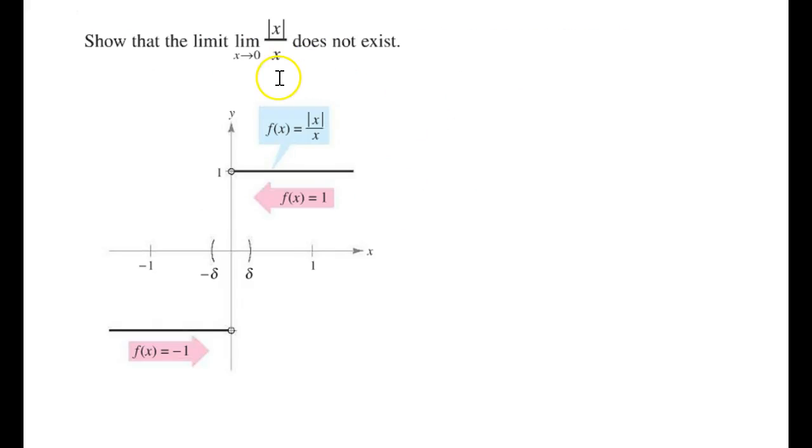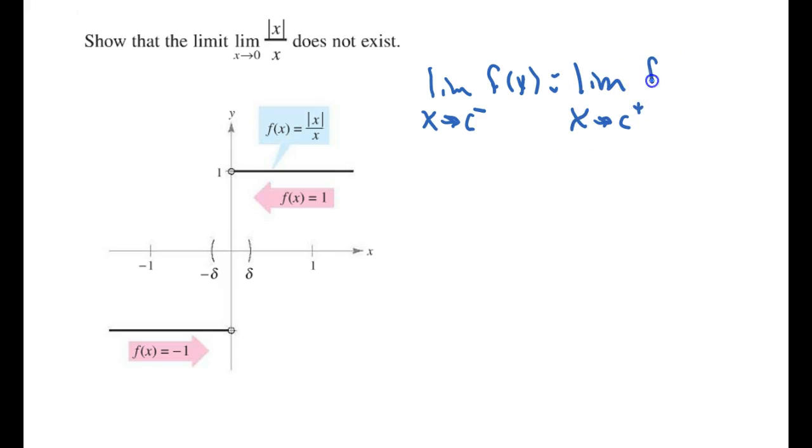Okay, let's look at this example. Show that the limit as x approaches 0 of the absolute value of x over x does not exist. For a limit to exist, the limit of f of x as x approaches c from the left, that's what that little minus sign means, must equal the same thing as the limit as x approaches c from the right. That's what that little plus means. If it doesn't equal the same y value from the left as it equals from the right, then the limit doesn't exist. Okay, so let's see what's going on here.